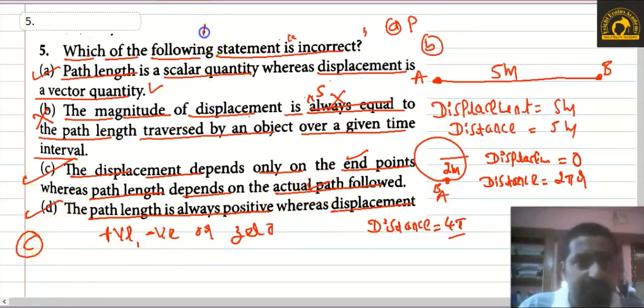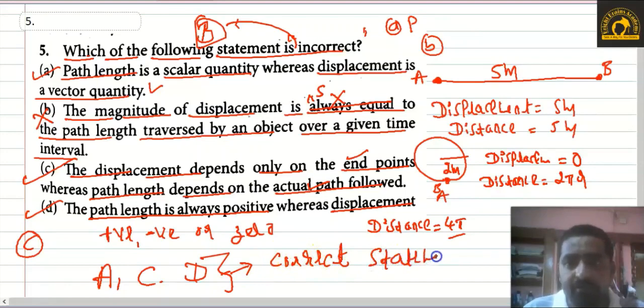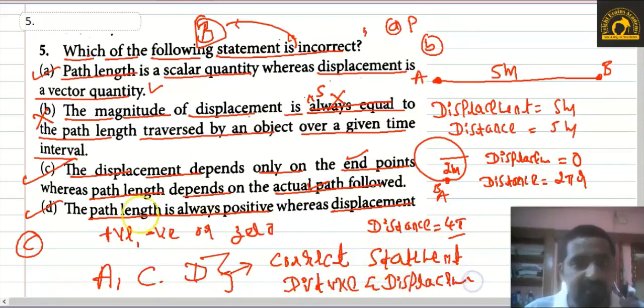So which is the wrong statement? Option B is the wrong statement. The right statements are A, C and D. These are the correct statements for distance and displacement. Option B is the correct answer, as it is the wrong statement.